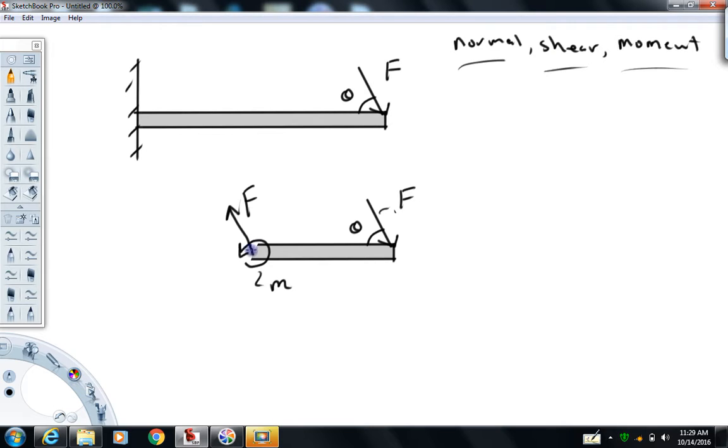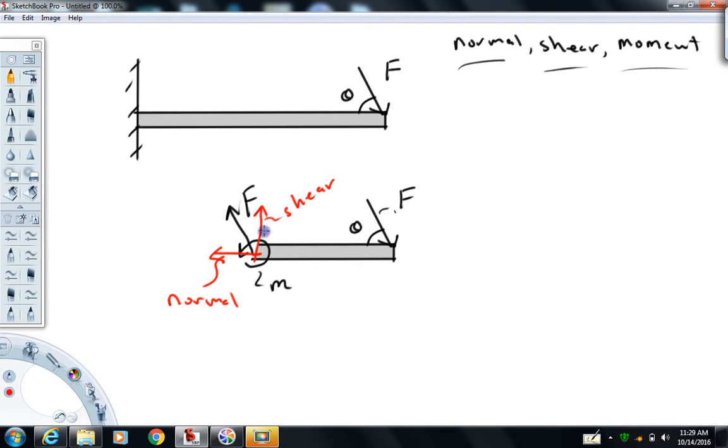Now, getting back to the force here, you'll notice that this force has both x and y components. If I go ahead and break that force into components, I've got a force this way and a force this way. This component, which is basically along the direction of the beam here, is called a normal. And this component, which is basically tangent to the cut, perpendicular to the beam here, is called a shear force.